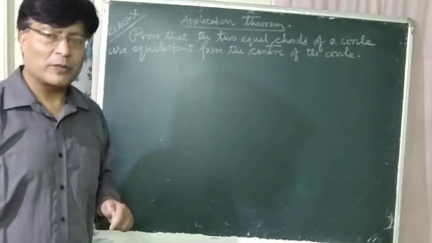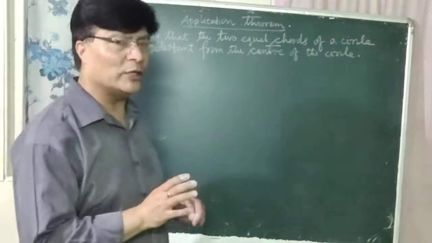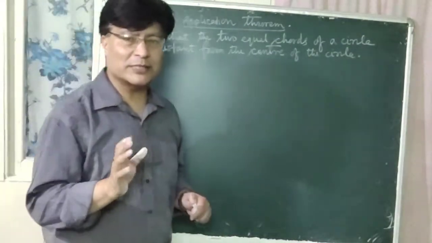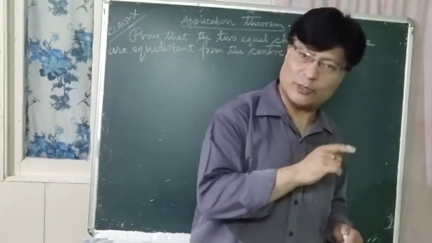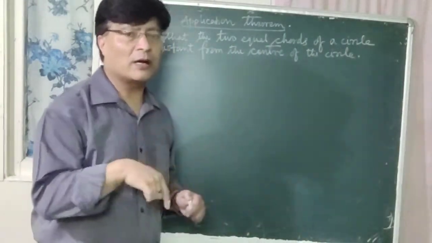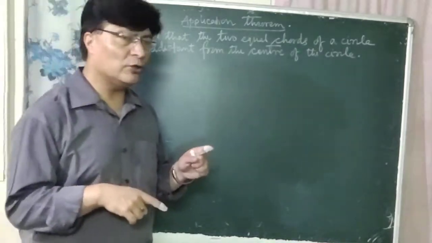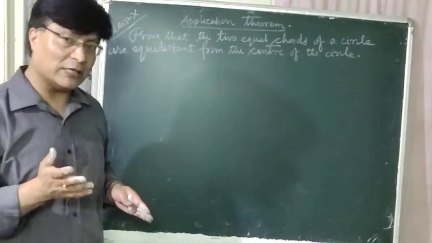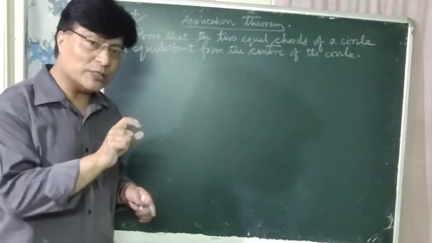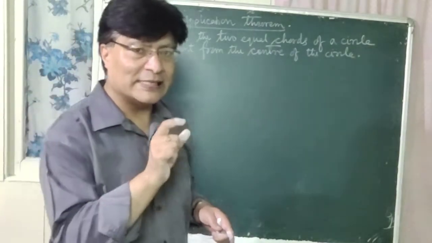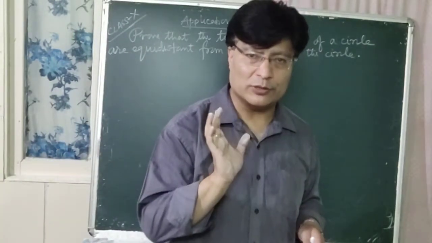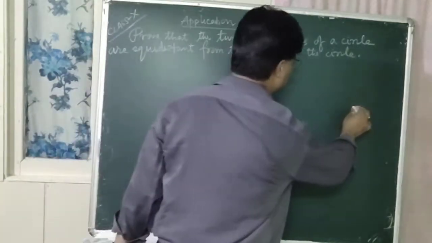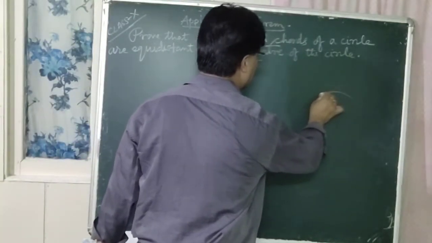You have to prove that the two equal chords of a circle are equidistant from the center of the circle. Draw a circle with the help of a compass, and inside that circle draw two chords of equal length. The distance of the two chords from the center should be equal. So now let us draw the figure.